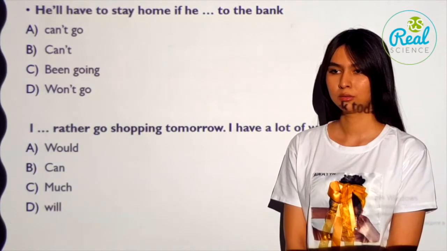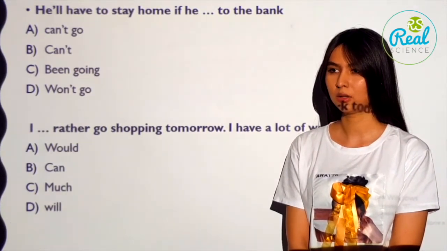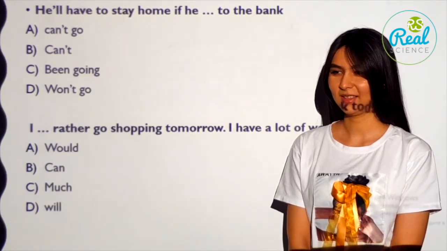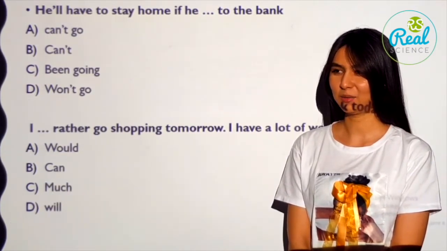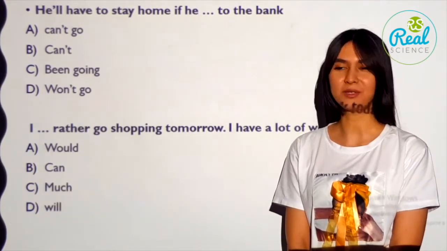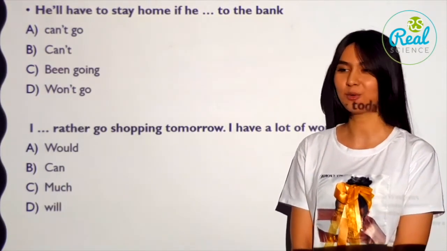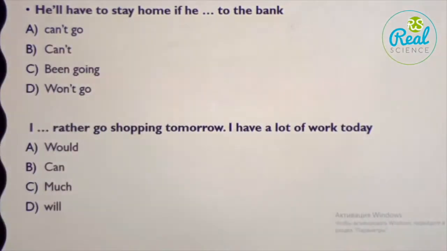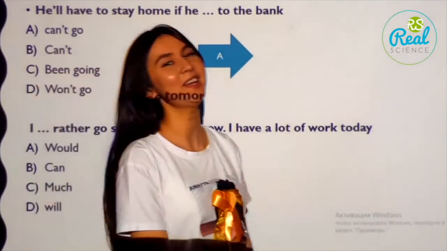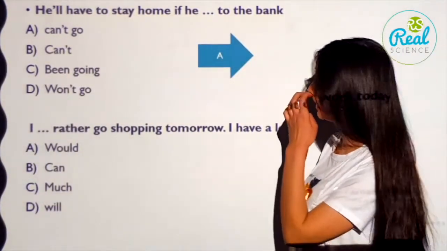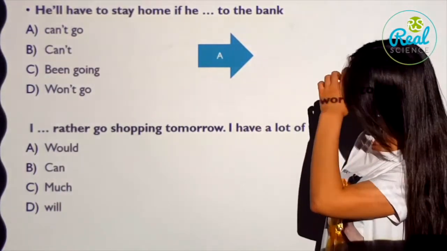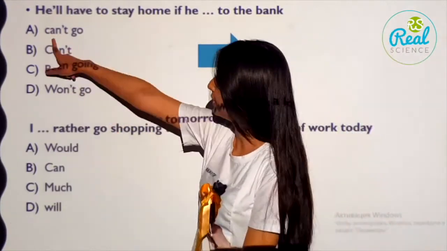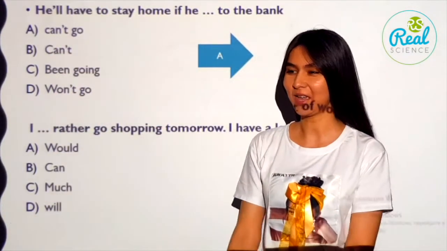Maybe D1. Okay, so we have just two options, A and D. Yes, most of you think A. Okay, we will see. Good, the correct answer is A1. He will have to stay home if he can't go. If he cannot go to the bank. So the best option here is A1. Good job. So the A's are right.